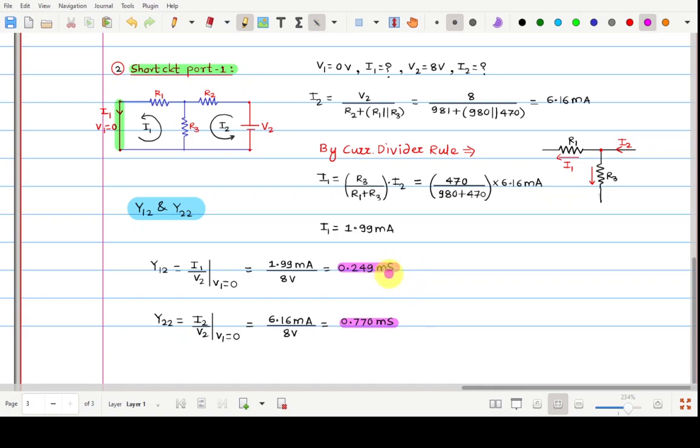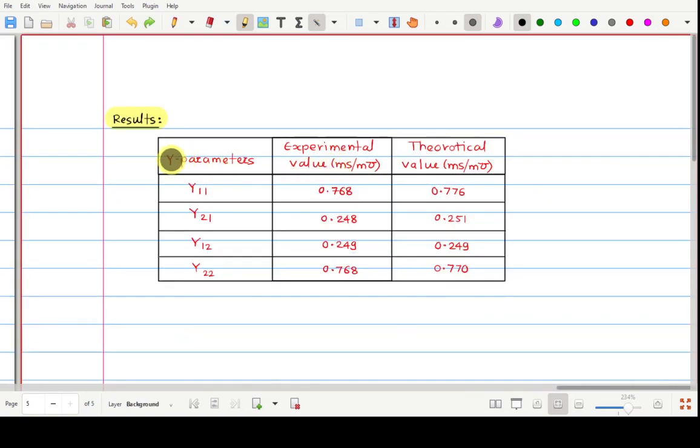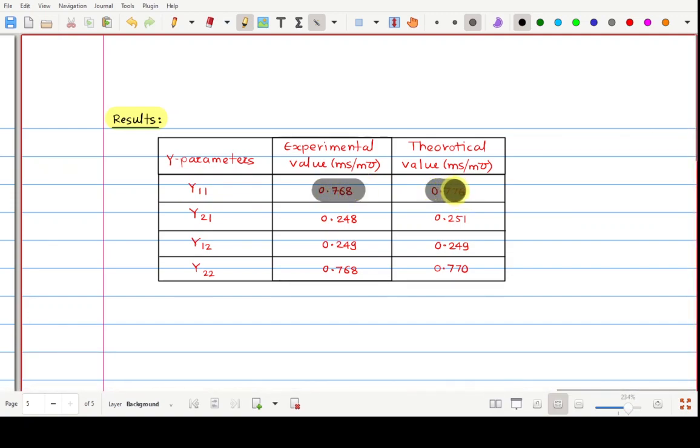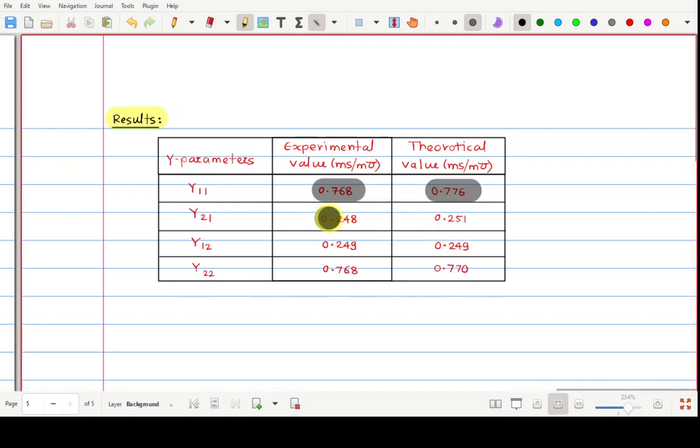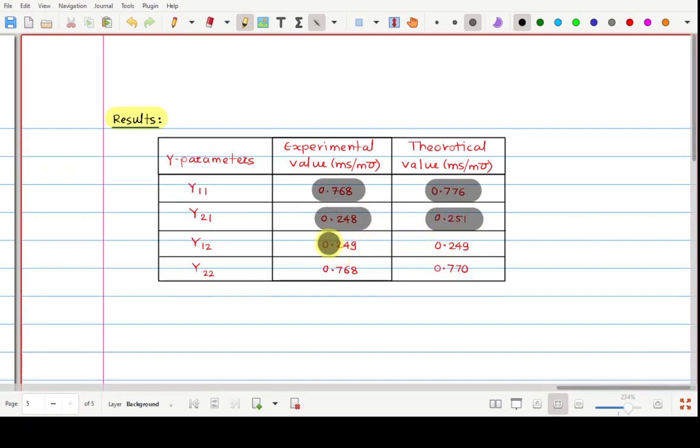So now our theoretical and experimental results both are ready. So we will put them in tabular form and we will compare experimental results with theoretical results like this. Okay, so these are your four Y parameters, and we have measured their values. You can indicate them either in millisiemens or millimho. So your first parameter is y11. The experimental value was 0.768 millisiemens. Here we are getting 0.77. So almost the same value we are getting. Then y21 is 0.248. Here we are getting 0.251 millisiemens. Again the same value we are getting.